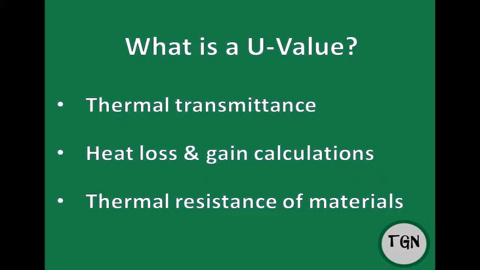So, what is a U-Value? The U-Value is the common term for thermal transmittance and is used in the calculation of heat loss and gain calculations. The thermal transmittance is a result of the relationship between the thermal resistance of a particular element or elements and can be determined through calculation.